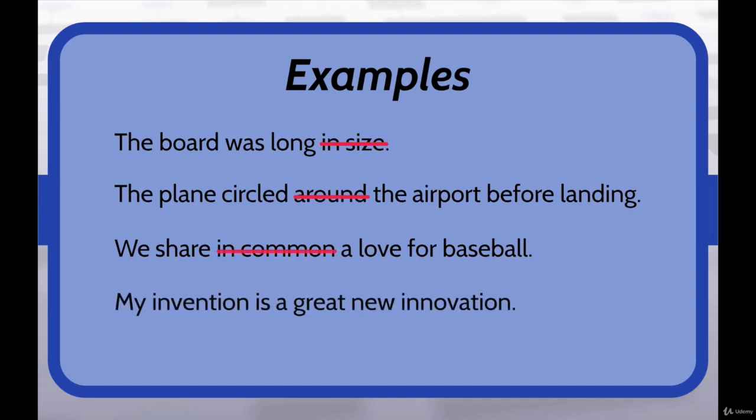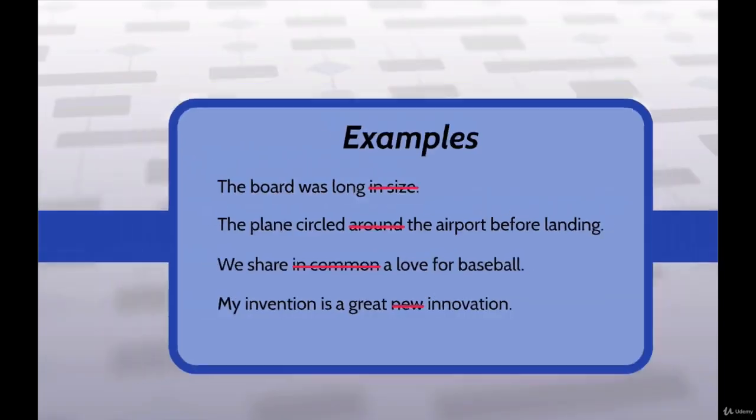Another example that kind of gets me when I'm editing other people's writing, and I always cross this out, is my invention is a great new innovation. So the extra word here is new, because the noun innovation implies that it's new, because if this device or whatever the object is, the invention, wasn't an innovation, then it wouldn't be new. It would be a copy of somebody else's work. So we can just cross out "new" in that case.